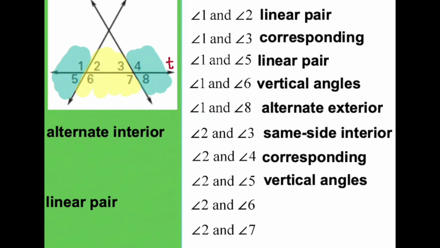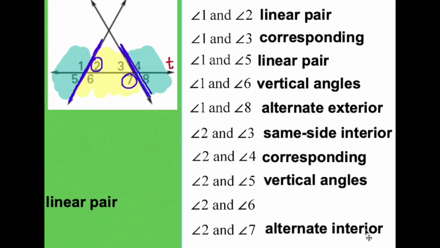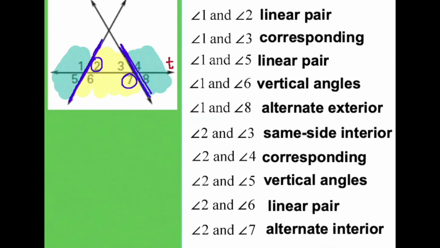Now we've got 2 and 6 and 2 and 7. Can you tell which one is which? Well, 2 and 6 are on opposite sides of the transversal, but so are 2 and 7. So which ones would we call alternate interior? We use the term alternate interior when we're talking about these two lines being cut by a transversal. So the 2 and the 7 would be considered our alternate interior. And you probably recognize that angle 2 and angle 6 are a linear pair.